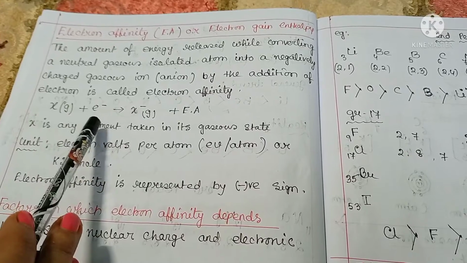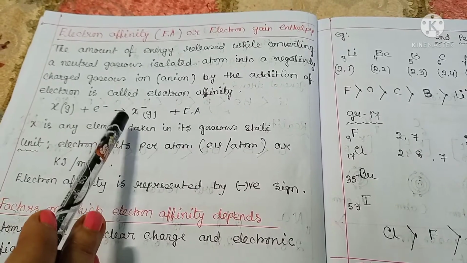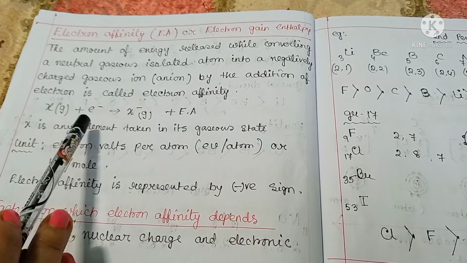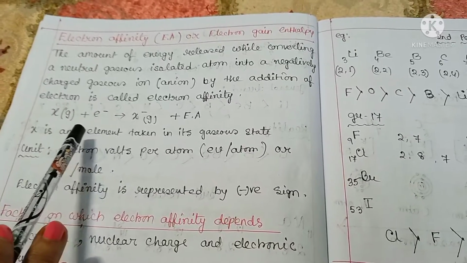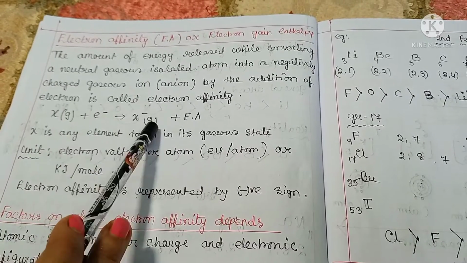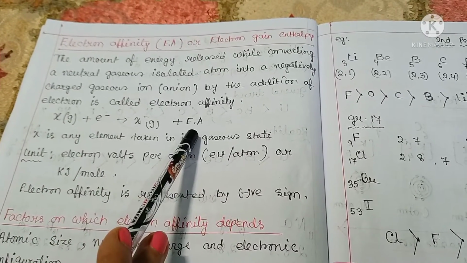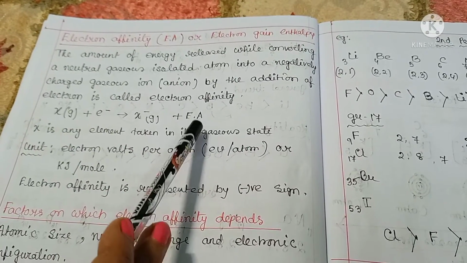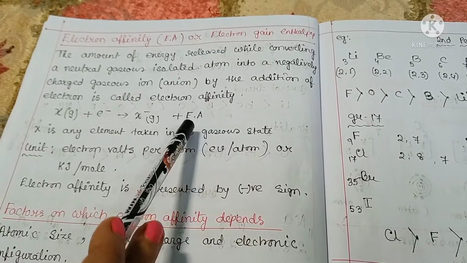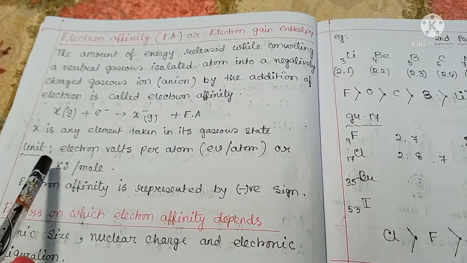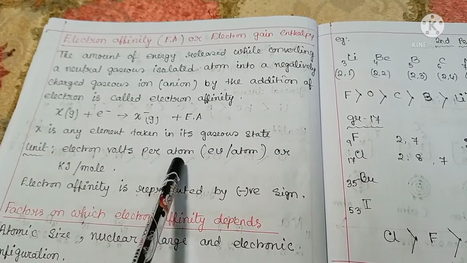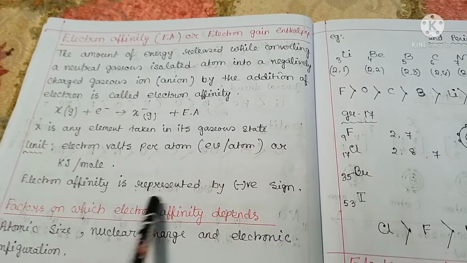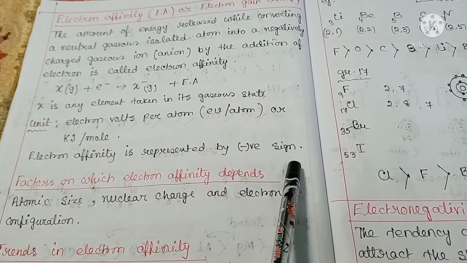The magnitude of electron gain enthalpy indicates how tightly an additional electron is bound to an atom. A high value of electron gain enthalpy indicates that the additional electron is strongly bound, while a low value indicates that the new electron is weakly bound. Unit: electron volt per atom, eV per atom, or kilojoule per mole. Electron affinity is represented by a negative sign.